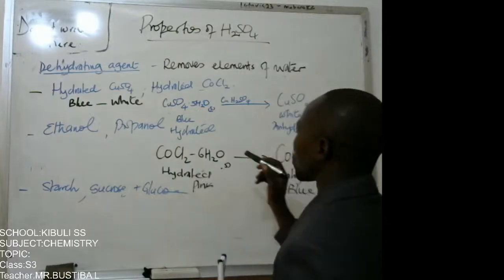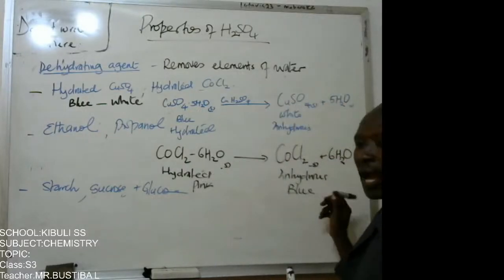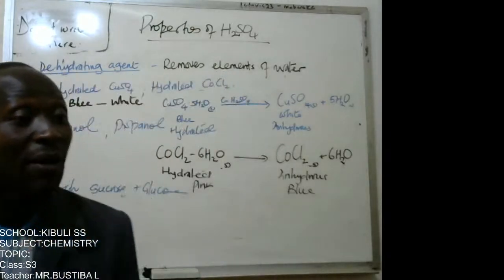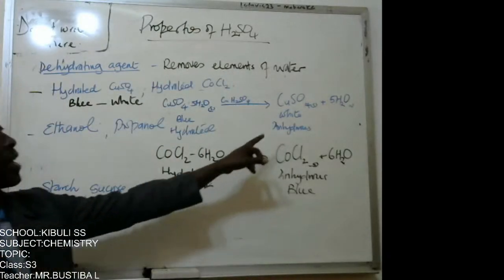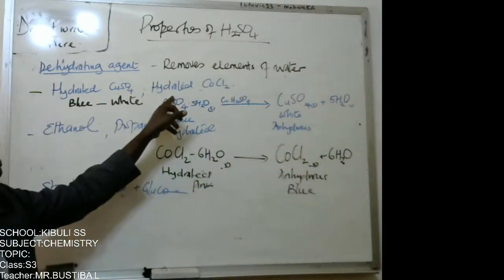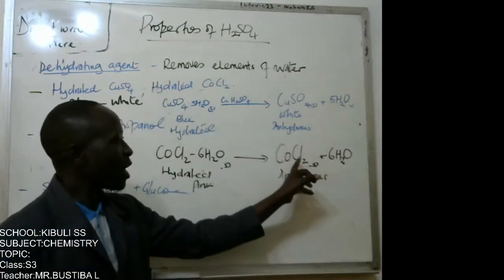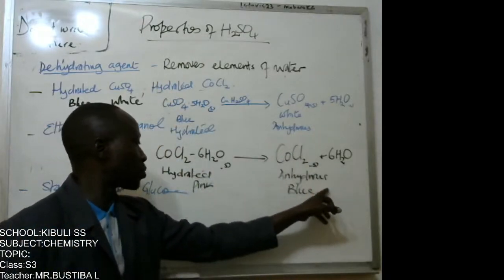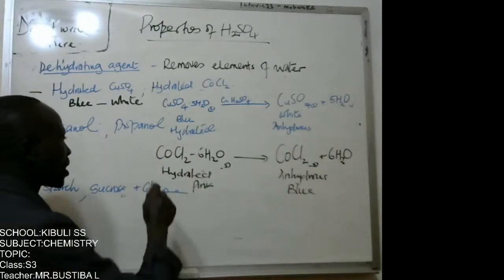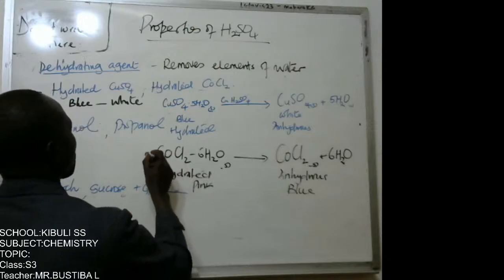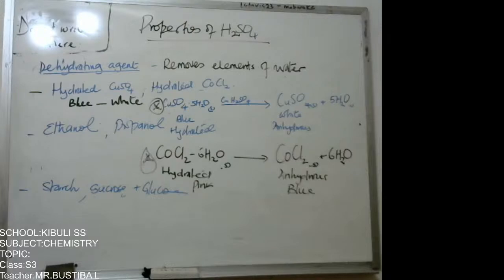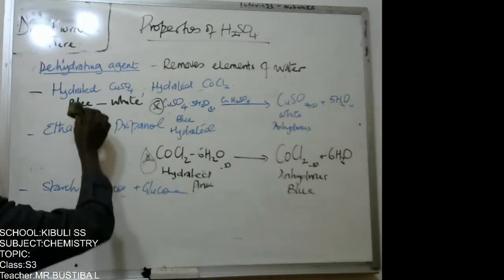If I want to go back from blue to pink, what do I do? I add water. That's why in qualitative analysis, how do we test for water? We test for water using anhydrous white copper 2 sulfate that turns to blue, or anhydrous cobalt 2 chloride that turns from blue to pink, to prove that the element you have added is water. So in qualitative analysis, check out these two. So that one is summarized.